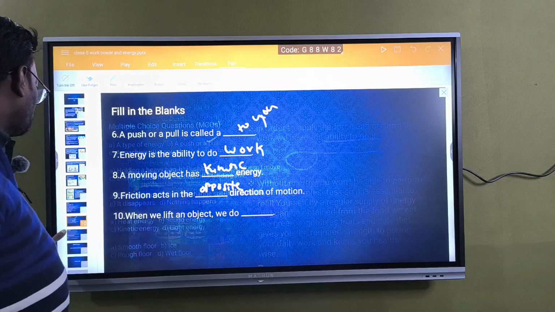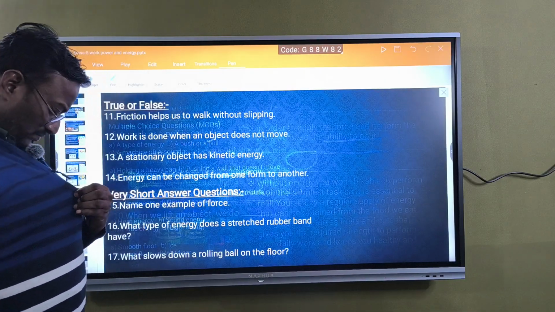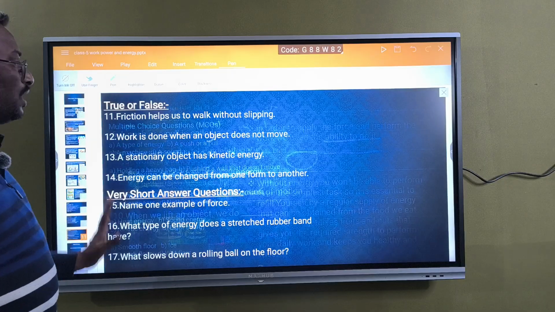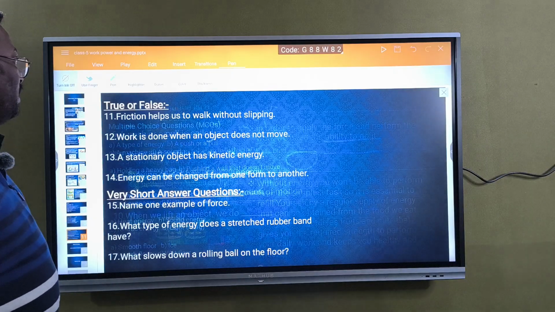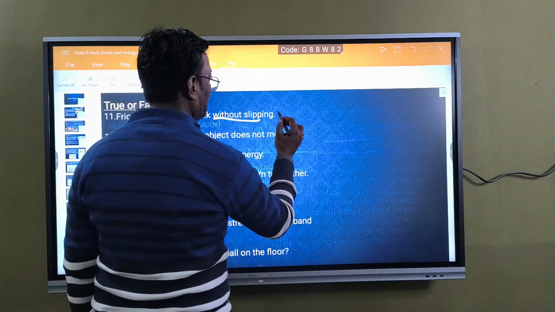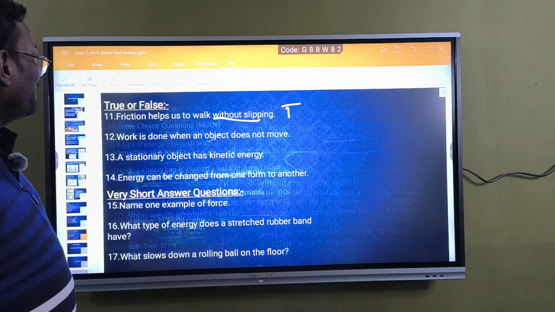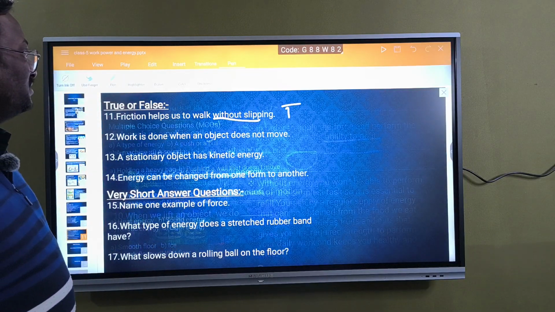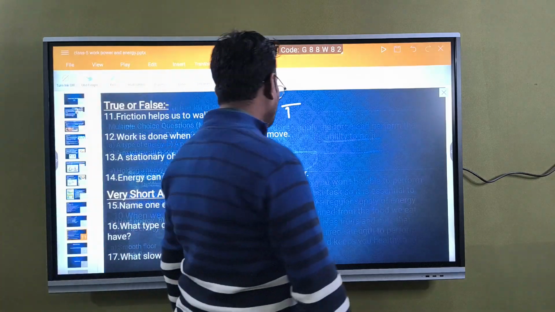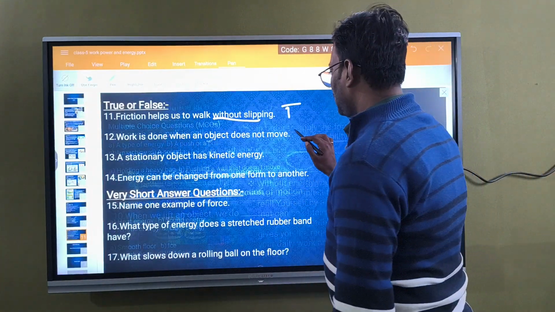So the next concept is true or false. The friction helps us to walk without slipping. Yes, it is true. Work is done when an object does not move. If an object does not move, is work done? No. The answer is false.